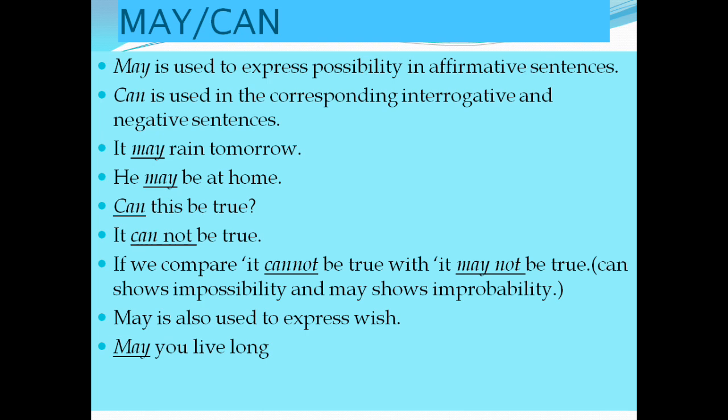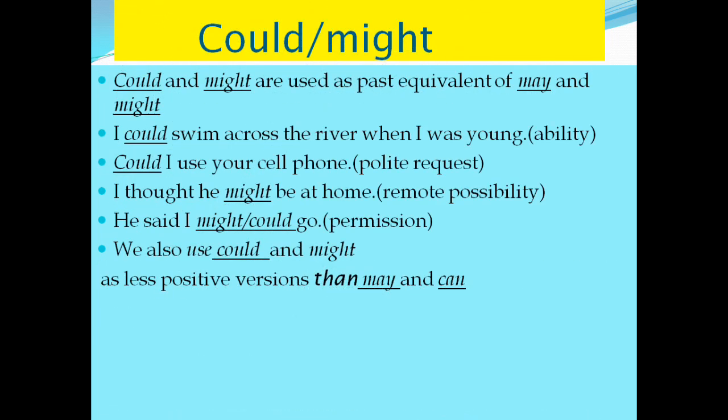And the next part is could and might. Of course, it seems that, like we have walk, walked, walked, teach, taught, taught, bring, brought, brought, in the same way we find can, could, may, might. But these are different things. We don't call them past tenses, but we call them past equivalents. Could is the past equivalent of can, and might is the past equivalent of may.